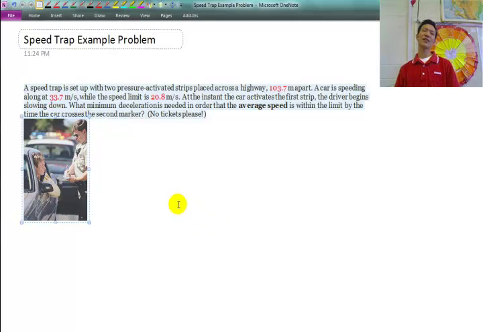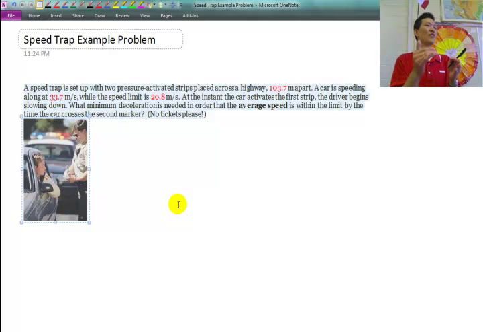This is a classic physics problem where hopefully you are never the victim. A speed trap is set up with two pressure-activated strips placed across a highway, 103.7 meters apart. A car is speeding along at 33.7 meters per second, while the speed limit is only 28.8 meters per second. At the instant the car activates the first strip, the driver begins slowing down.